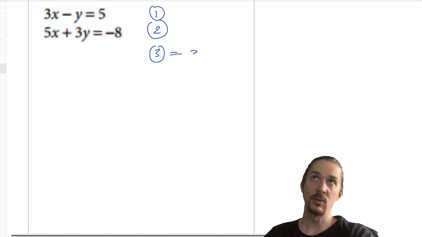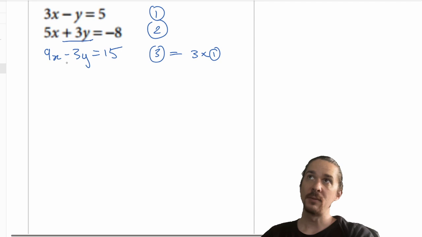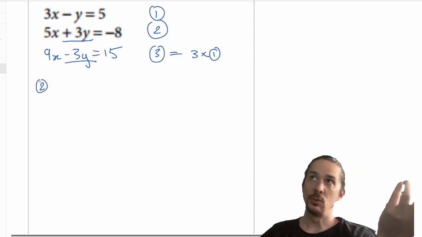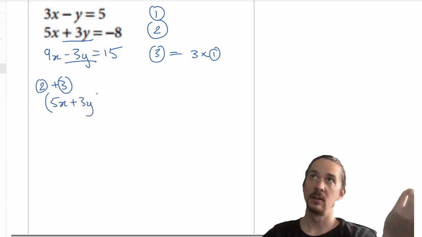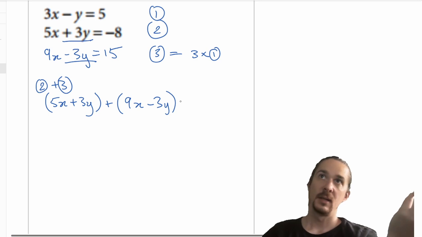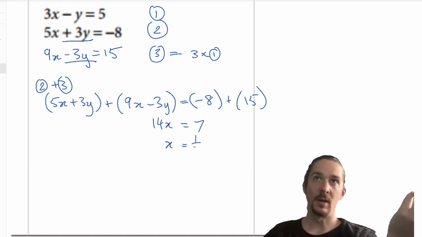So I'm going to say equation 3 is 3 times equation 1. Now we have 9x minus 3y equals 15. And now we have this plus 3y and this negative 3y. So I'm going to add these two together. So I'm going to do 2 plus 3, which means 5x plus 3y plus 9x minus 3y equals negative 8 plus 15. And so that will become 14x equals 7. So x is going to be equal to 1/2.